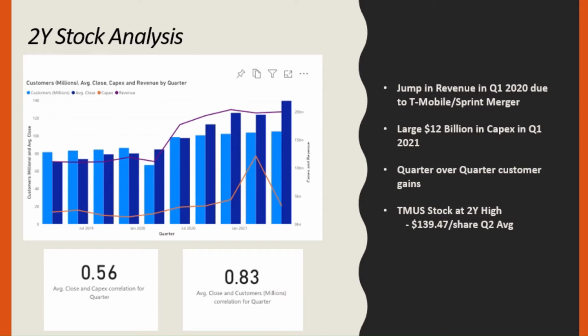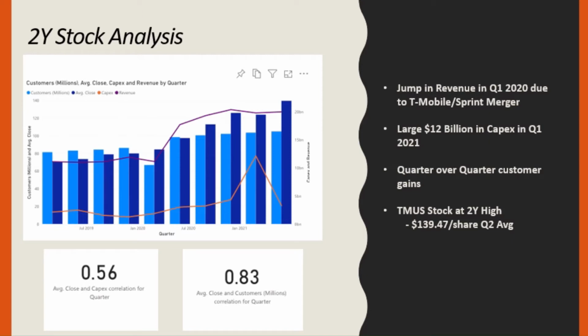One thing I wanted to find out was if there was a correlation between the average closing value of the stock and CapEx, and you can see there is a positive correlation, but it's not a very strong correlation. There's a stronger correlation between the average closing price of the stock and how many customers T-Mobile seems to gain quarter over quarter. There's a 0.83 correlation.